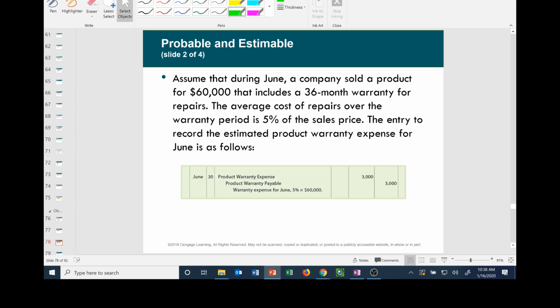Now here you have a product warranty expense and you got a product warranty payable.